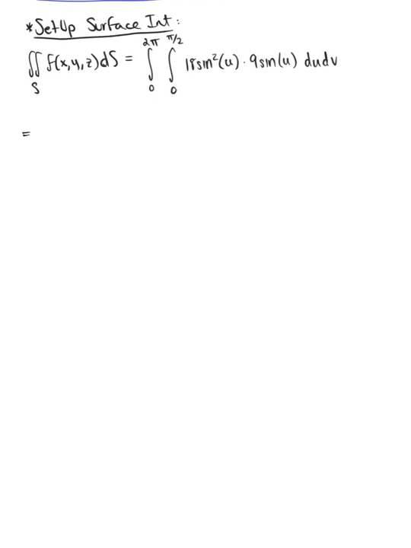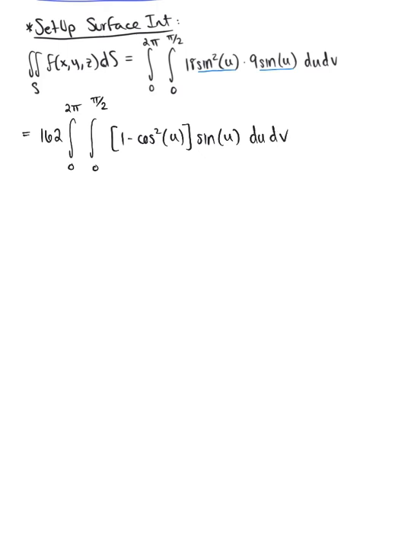And so let's see, we can rewrite this. 18 times 9 gives us 162 multiplied by the integral from 0 to 2 pi, the integral from 0 to pi over 2. And what I'm going to do here, we could combine this to get sine of u cubed, but then we would need to expand it back out. So in order to integrate this, I'm going to rewrite sine squared of u as 1 minus cosine of u squared times sine of u, and this is du dv. And so by rewriting it like this, now when we evaluate that inner integral, it's all set up for us and ready to go. So this is 162 times the integral from 0 to pi over 2 of 1 minus cosine of u squared multiplied by sine of u du.